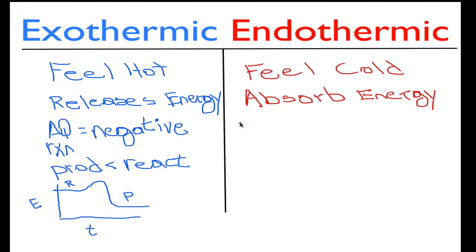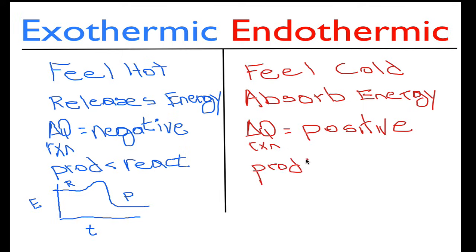Okay, and because the reaction is absorbing energy, the delta Q, the change in energy for the reaction, is going to be positive. This type of reaction, an endothermic reaction, has a positive delta Q, and the delta H would also be positive. And because it's absorbing energy, the products are going to have more energy than the reactants. And therefore, the energy diagram for this reaction will look something like this. Again, this is energy, and this is reaction time.